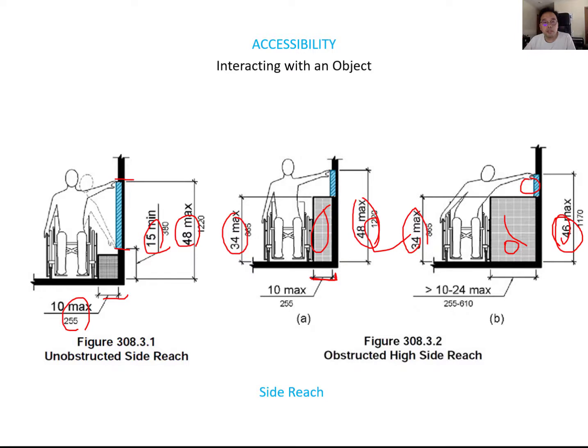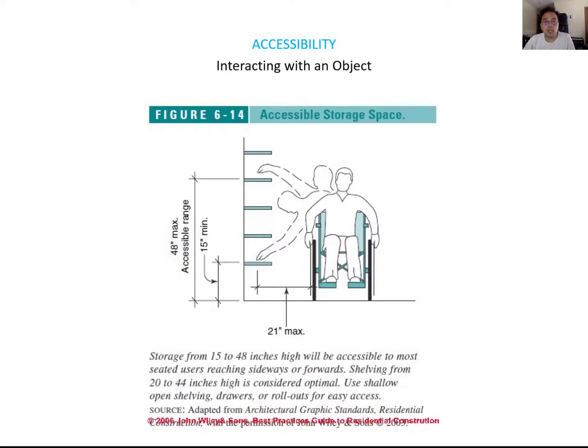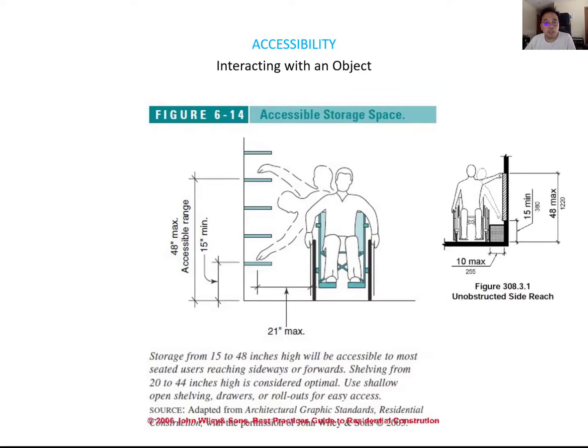How do you apply this dimension? For example, when you design this shelving, you simply apply it from this diagram here. This diagram shows the 15 inch minimum and 48 inch maximum. So it means you simply adapt and apply this dimension to design this shelving, and then the maximum distance from here to here, you can just reach up to the 10 inch maximum.